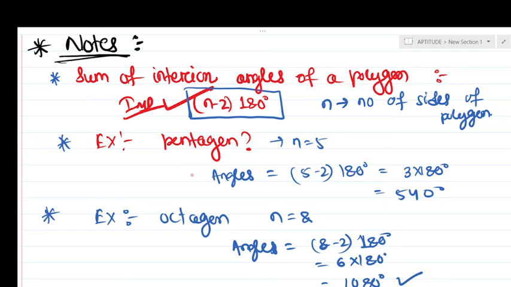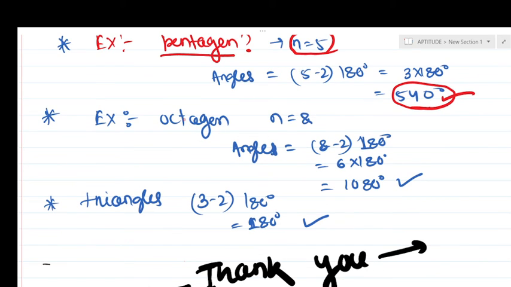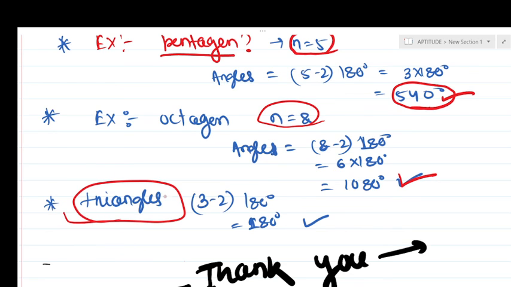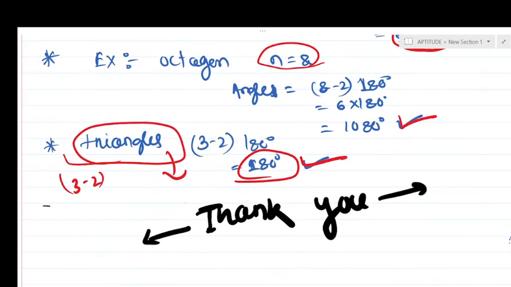Suppose you take the pentagon, its number of sides is 5, so if you put it in, the sum of the angles is 540 degrees. If you see the octagon, n is 8, and the interior angles will be (8 minus 2) into 180, that will be 1080. And if you test the triangle, it will be (3 minus 2) into 180, that is 180, as you know. So all the things I have explained.